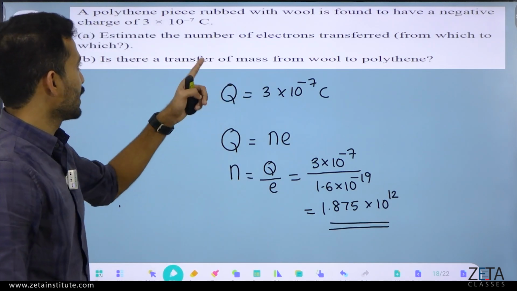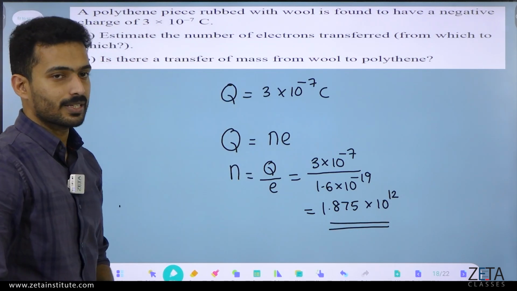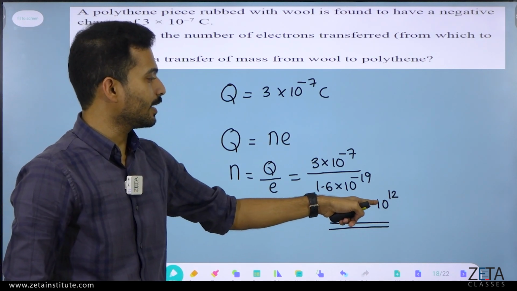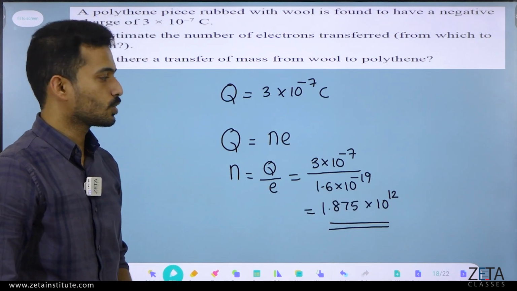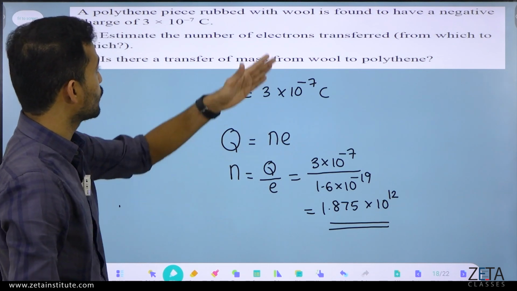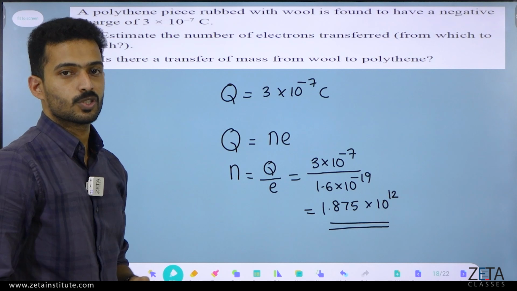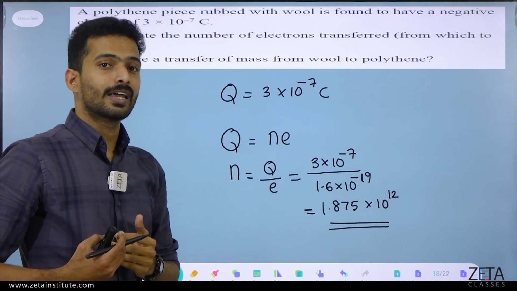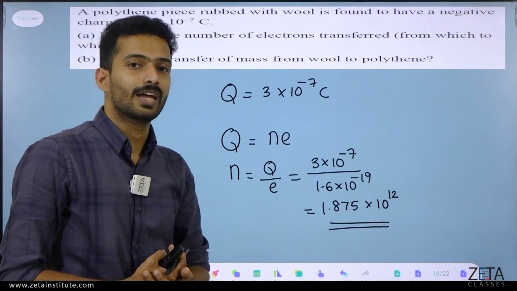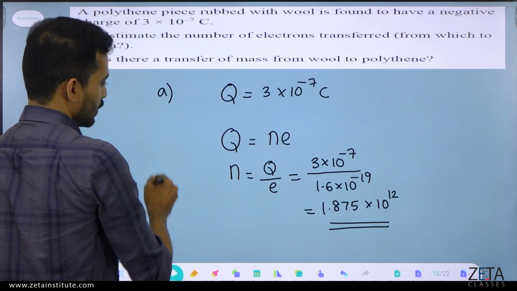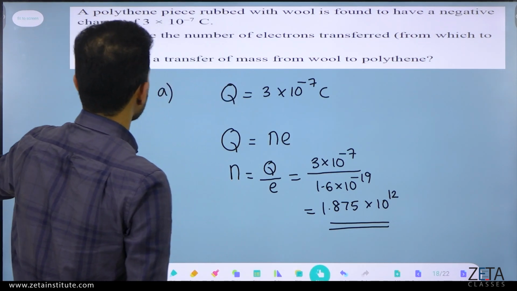So to get a charge of 3 into 10 raised to minus 7 Coulomb, 1.87 into 10 raised to 12 electrons are transferred from wool to polythene, so that the polythene will get the negative charge and wool will get positive charge. So this is the answer to the first question. So what is next? Answer the second question.